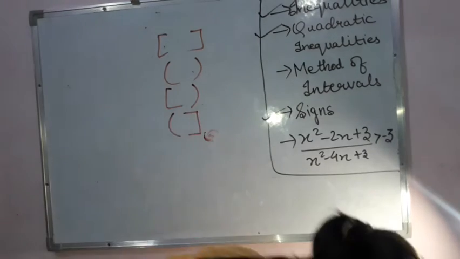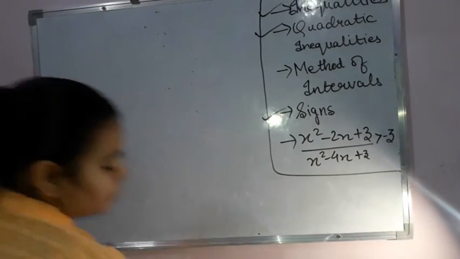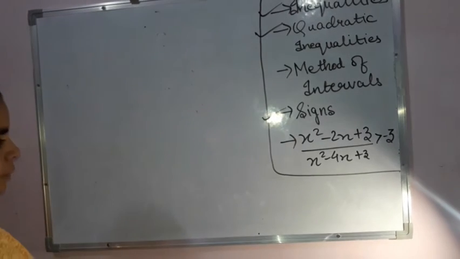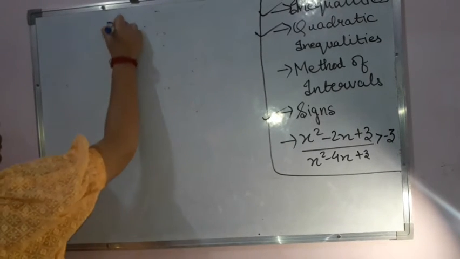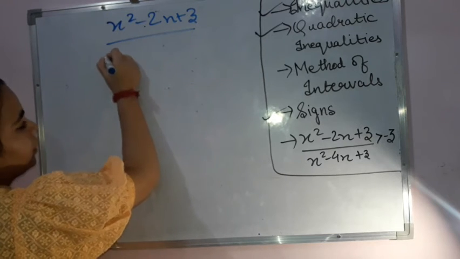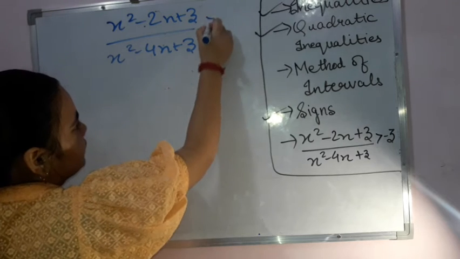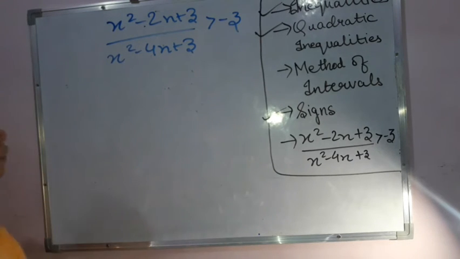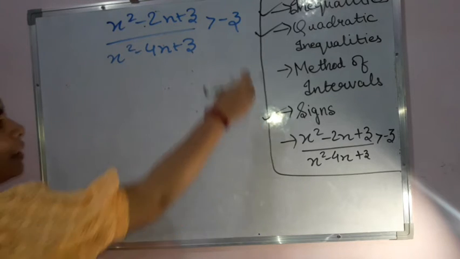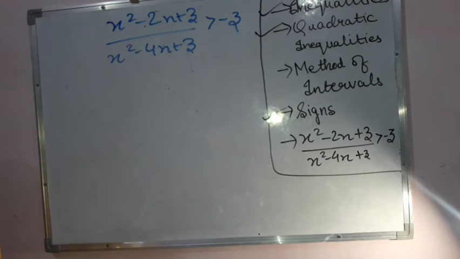Now let us see our example. My question is, (x square minus 2x plus 3) upon (x square minus 4x plus 3) is greater than minus 3. You may also solve along with me. Okay, so now how to solve it? What we do is, one side we will make it 0 and on the other side we will bring all the terms so that it becomes easier for us to solve.